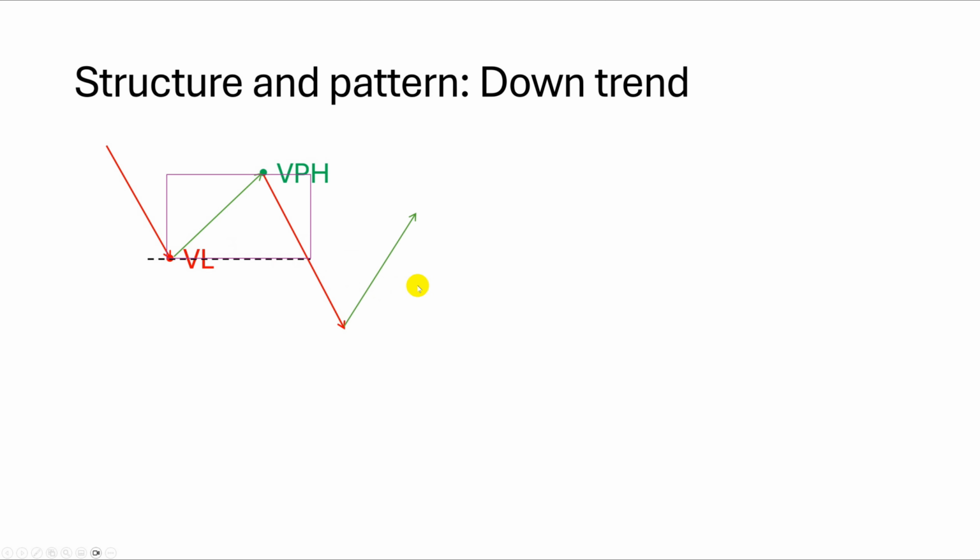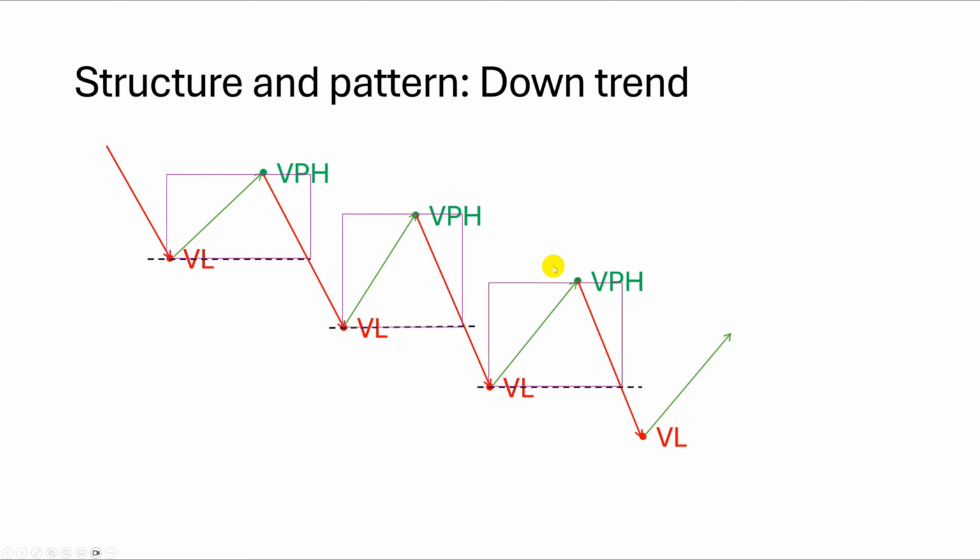The same story continues here. We will have a valid low again after we break this valid low, and we have this valid high, which is protected, which means that it is hard to break this one, and there is a 70% tendency of the price going down rather than breaking this valid high, which is protected. So now, again, the same story here.